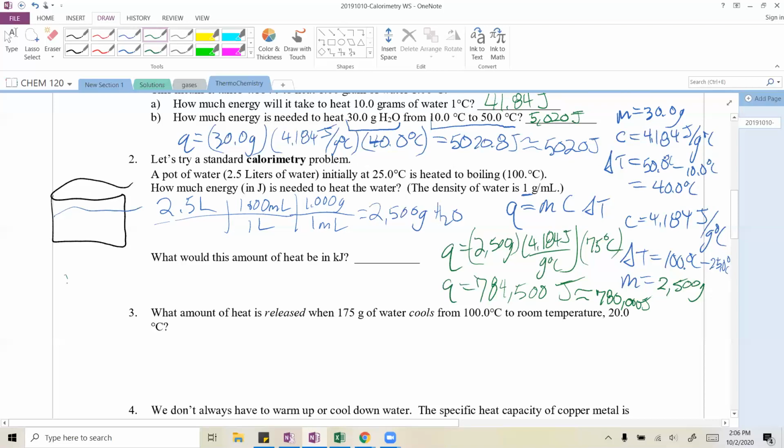And now they want us in kilojoules. So remember that 1 kilojoule is 1,000 joules. So 780,000 joules should become 780 kilojoules.